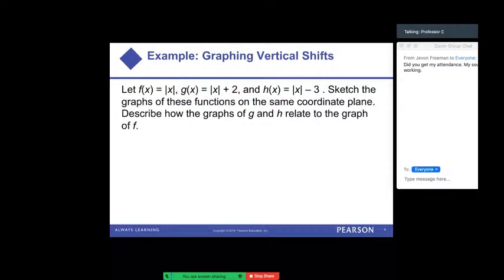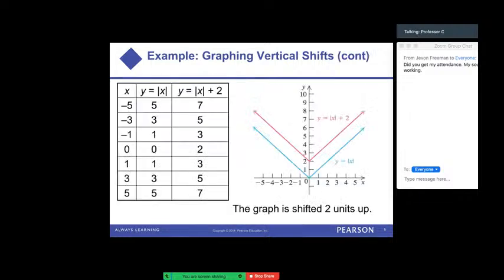What we're going to do is choose several values of x and then find the corresponding f, g, and h of each. Basically, we're going to make a table. We just chose these x values from -5 to 5. The absolute value of -5 is 5, and then if we say plus 2, we get 7. Then we did -3. The absolute value of -3 is 3, plus 2 is 5. We basically did that all the way down. It's all a repeat.